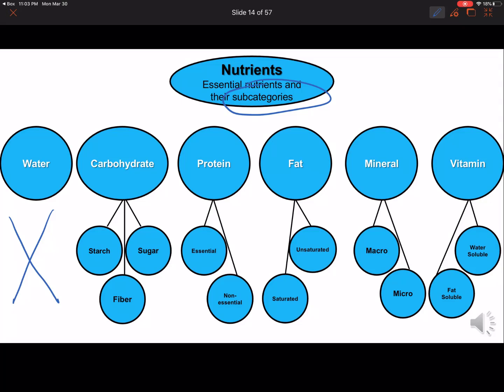Fats can come in saturated and unsaturated forms. So if you've ever seen the liquid versus solid, butter versus olive oil, we're going to see the same principles apply to livestock and how we utilize feeds based on what chemical profile they might have. Now, minerals, you're going to see macro and micro minerals, and vitamins are going to come in the fat-soluble and water-soluble categories. You will need to know the nutrients and their subcategories. You will have questions about that on a quiz.